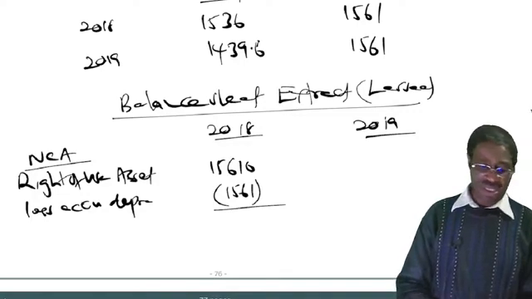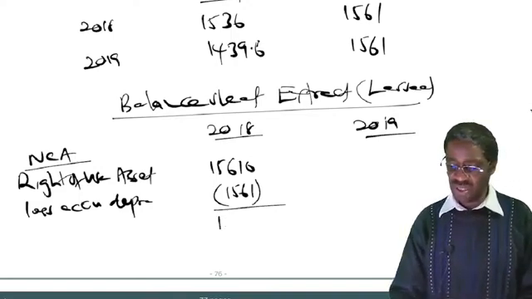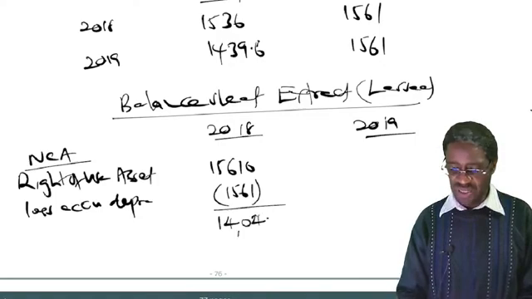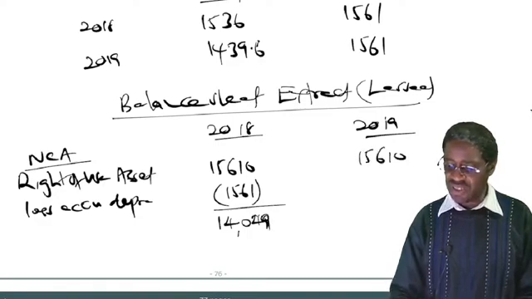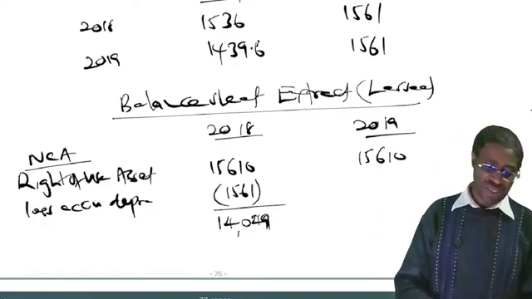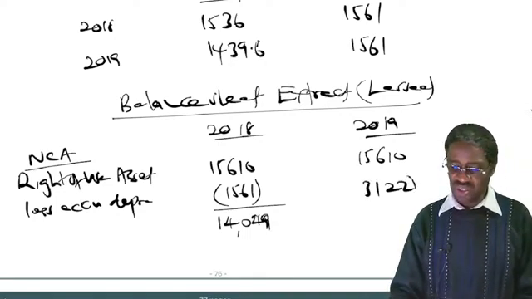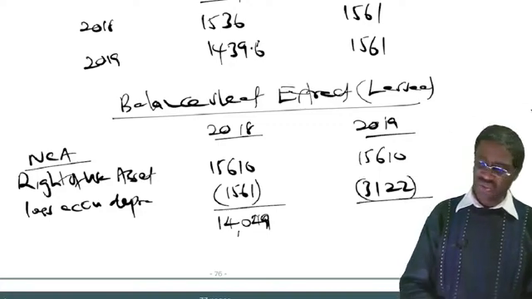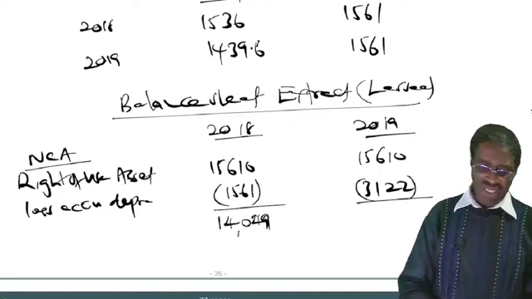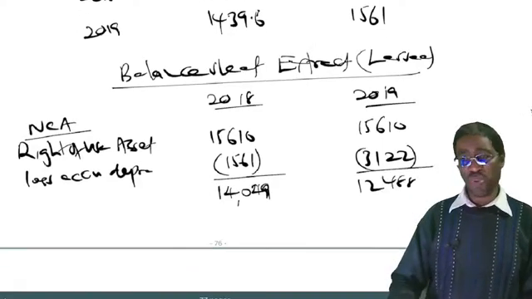I minus the depreciation of 1561. First year I'm remaining with a book value of 14,049. Second year I come and say again 15,610. Now I minus the accumulated by end of year 2. So 1561 times 2, what will be the accumulated? 3122. So I take 3122, I minus 15,610 minus 3122. I'm remaining with a book value of 12,488. So copy up to that first.